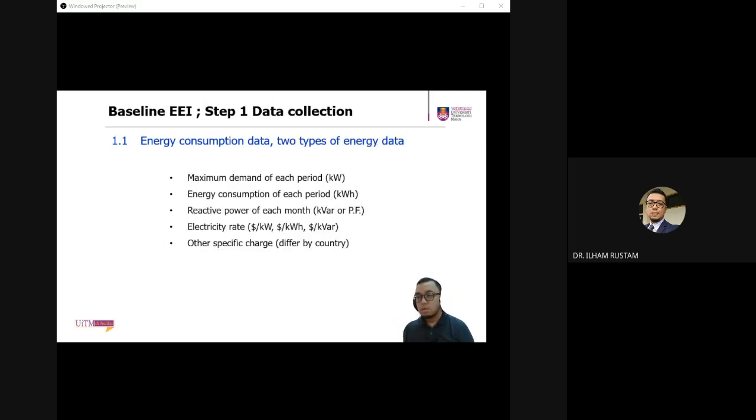Okay, and then for consumption data, it can be in terms of kilowatt, which is defined as maximum demand. If you look at your TNB bill, maximum demand is written there. Basically its unit is kilowatt. Energy consumption per period means you have to get it per hour, so the unit will be kilowatt hour. Okay, reactive power. This one we will learn most probably at the end. I'm not sure about the new syllabus, but previously I did explore a bit on KVA and PF.